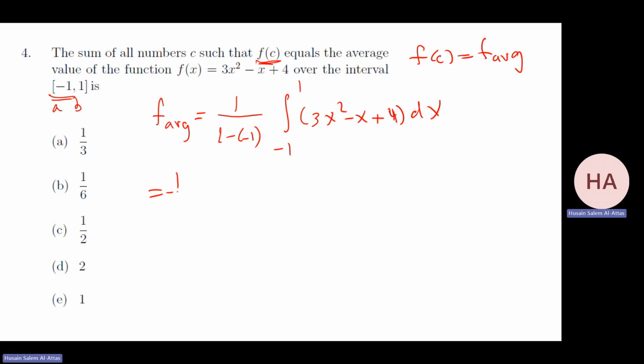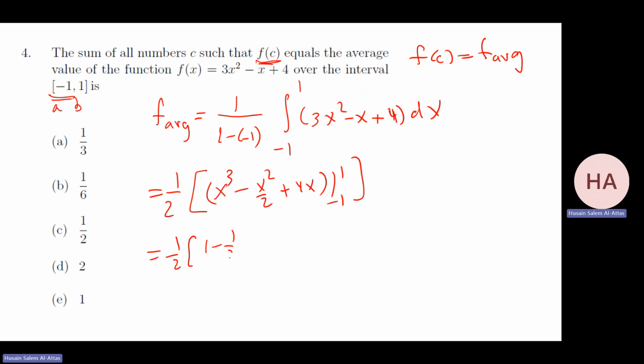Let me do the calculations. That will be half of what? This is x cubed minus x squared over 2 plus 4x from minus 1 to 1. Substitute. What you will get, be careful: 1 minus half plus 4, minus, 1 minus half, minus 4. That gives me what? Half. 1 minus 1, that will be 2. Minus half plus half, cancels. 4 minus 4, that will be plus 8. So I'm getting 5. This is f average.